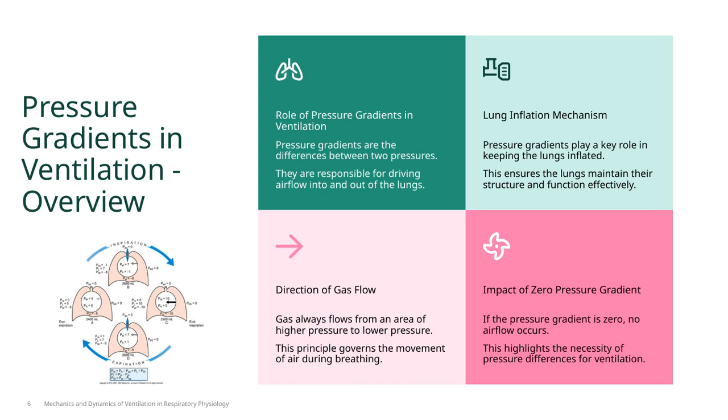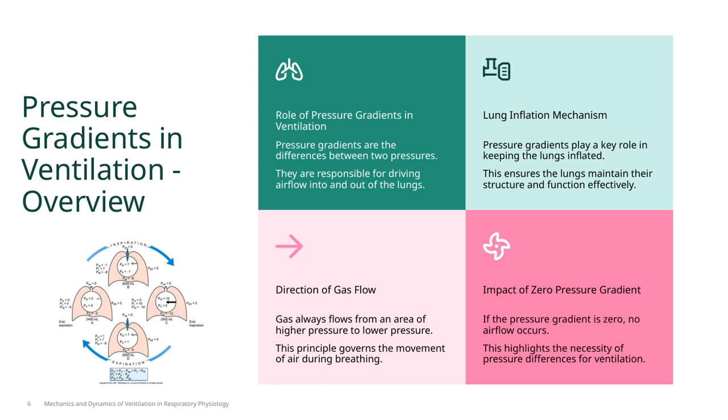Whether we're inhaling or exhaling, this pressure difference is what causes the air to flow in the right direction. When we talk about pressure gradients in ventilation, it's important to understand that if there's no pressure difference, meaning the gradient is zero, then no airflow occurs. Without that difference, the lungs wouldn't fill or empty properly, which highlights just how critical these pressure differences are for effective breathing.